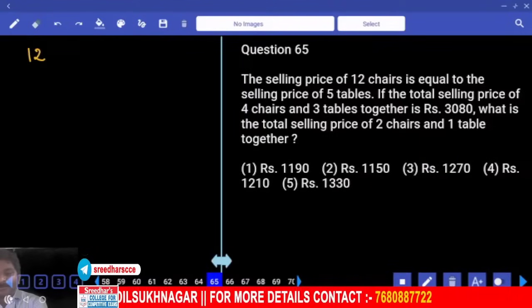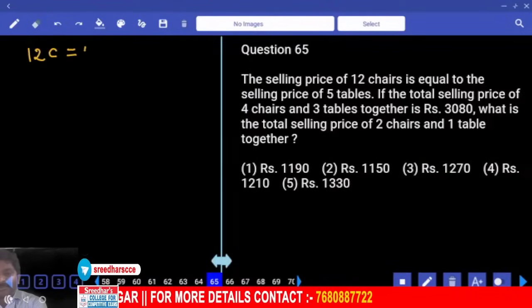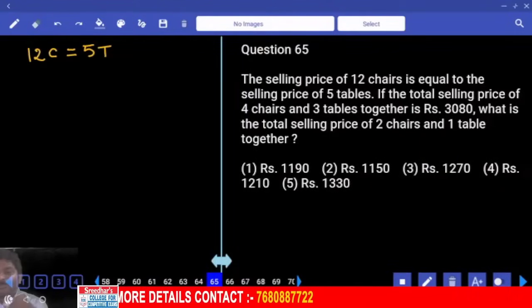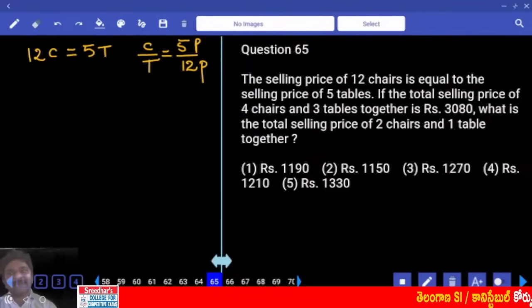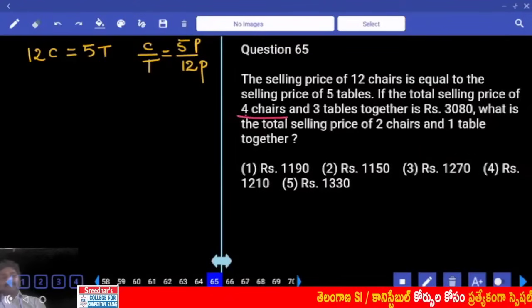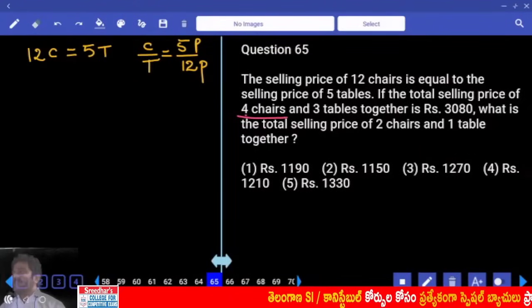12 chairs' selling price is equal to 5 tables' selling price. From this, chair by table is equal to 5 by 12. I will read it as chair 5 parts and table cost 12 parts. Is that okay? How many chairs are here? 1 chair cost is 5 parts.